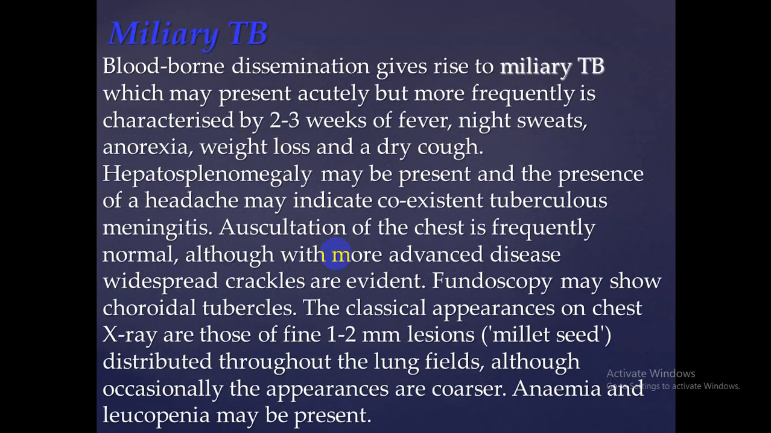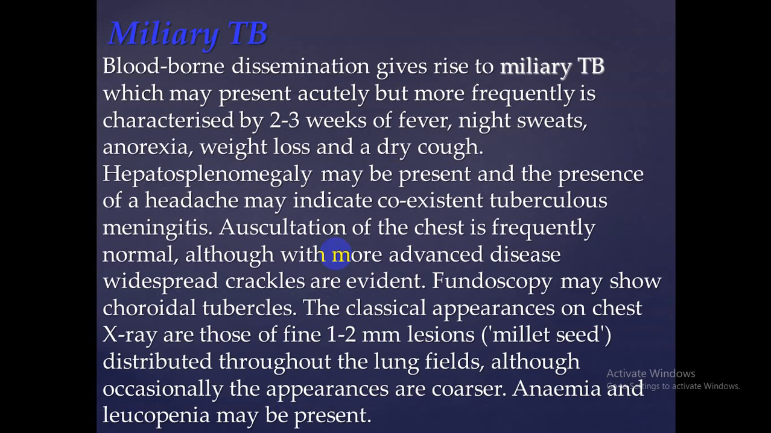Another type of TB is miliary TB. As we said before, infection of the lung progresses to involve the lung. In some people, the TB bacilli get entrance to the bloodstream, causing blood-borne dissemination of the bacilli to the whole organ, causing miliary TB.